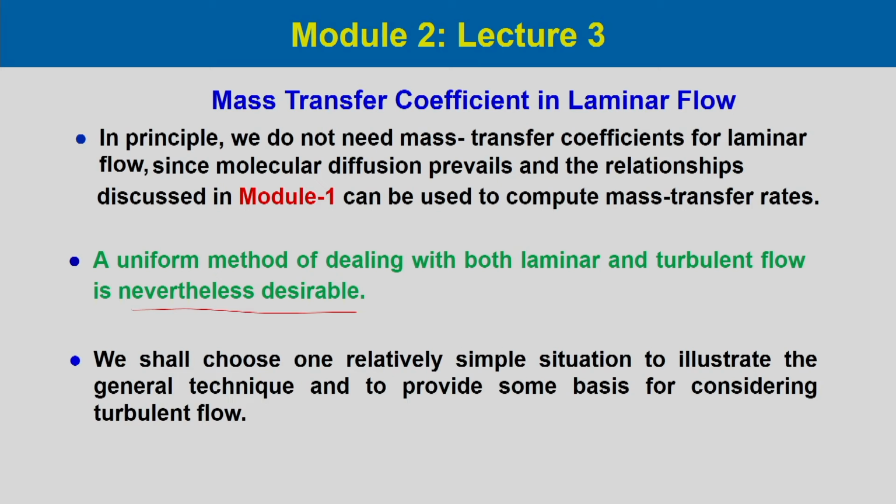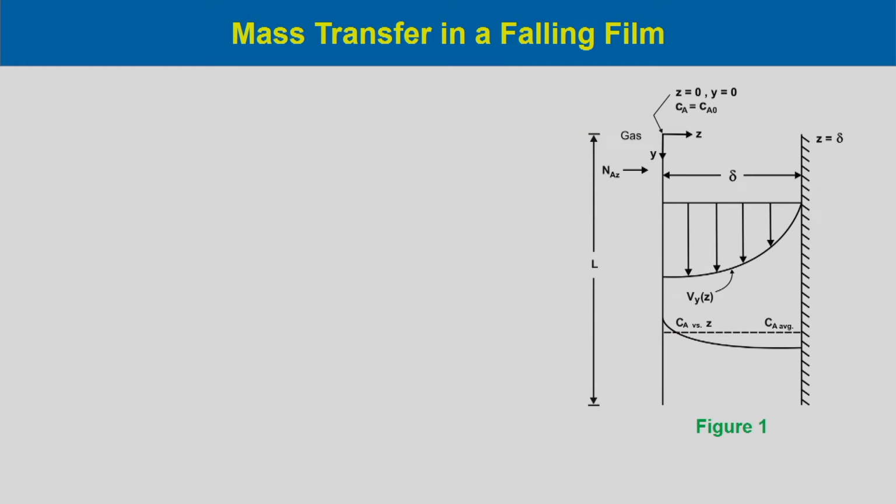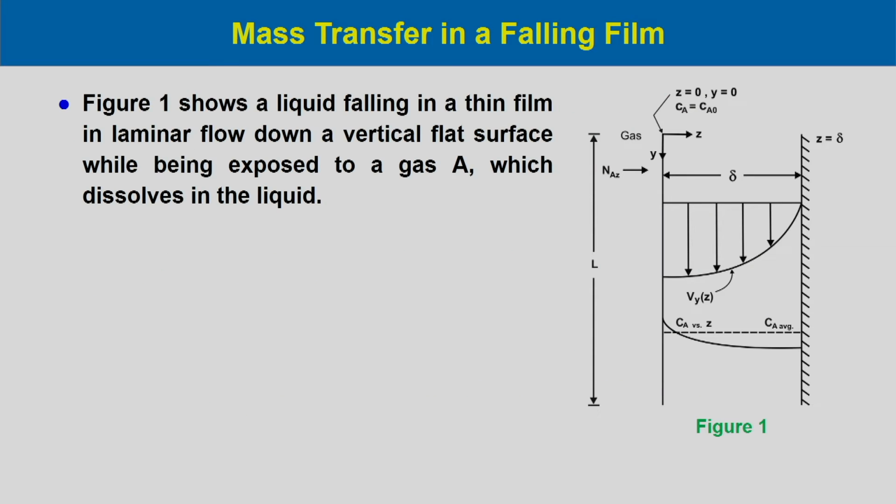We shall choose one relatively simple situation to illustrate the general technique and to provide some basis for considering turbulent flow. Let us consider a falling film as shown in figure 1. There is a falling film which is falling down a vertical surface under laminar flow conditions, and it is exposed to a gas A which dissolves in the liquid.